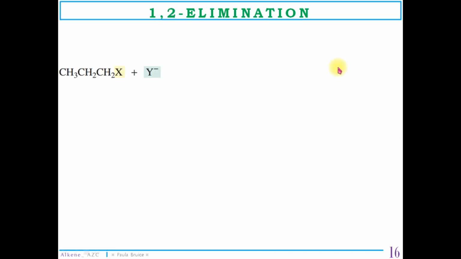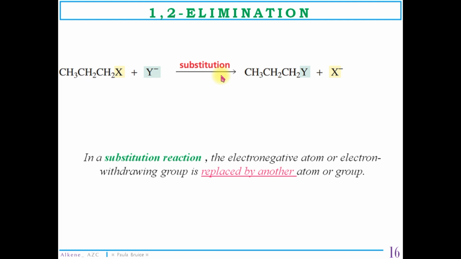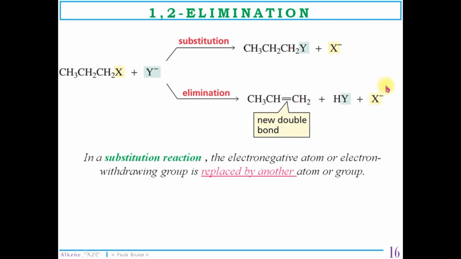From these preparations, we will see 1,2 elimination in detail. What will happen when alkyl halide is reacted with electron-rich species? One of the possibilities is a substitution reaction. It is the reaction where the electronegative atom or electron withdrawing group is replaced by another atom or group. However, there is a second possibility, which is elimination reaction.